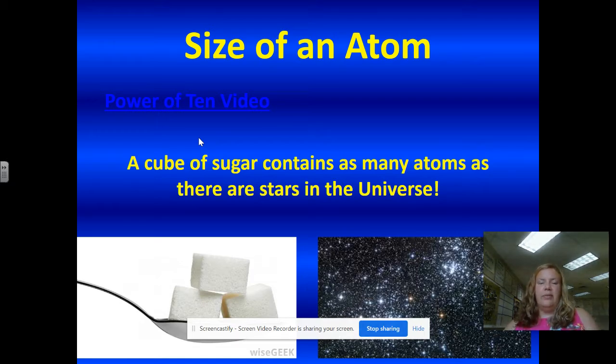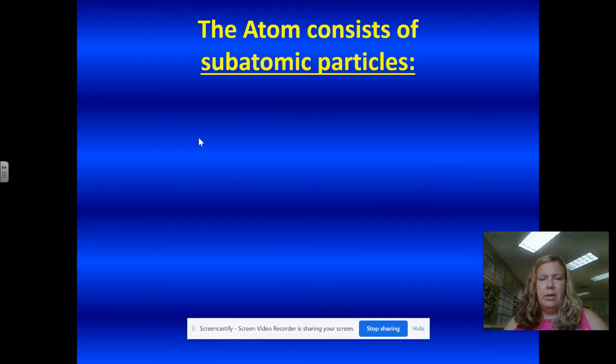Another thing I also love here, it says a cube of sugar contains as many atoms as there are stars in the universe. Obviously, we don't know for sure how many stars there are in the universe, but we can also say we don't know for sure. No one sat there and counted the number of atoms in a sugar cube. However, we have counted the number of atoms in a very small space, and we do know the mass of the atom. So we can approximate the number of atoms based on all that.